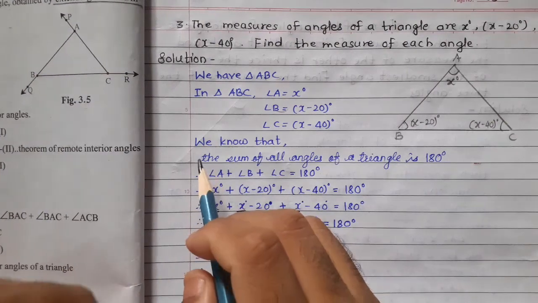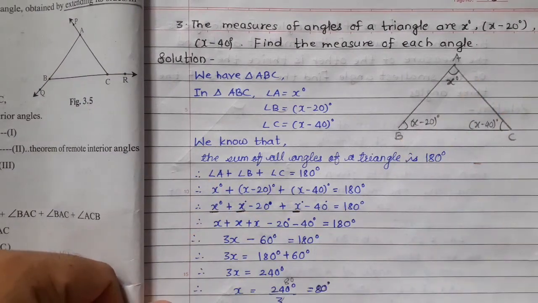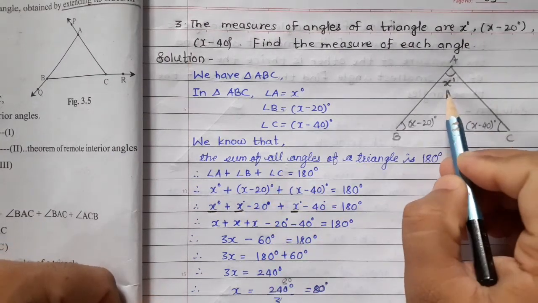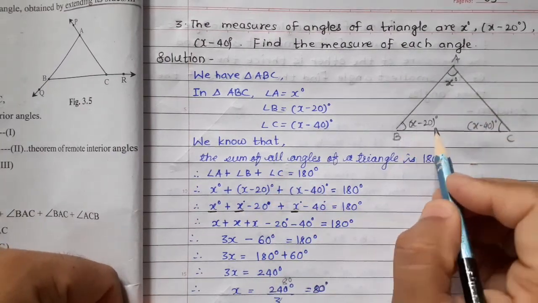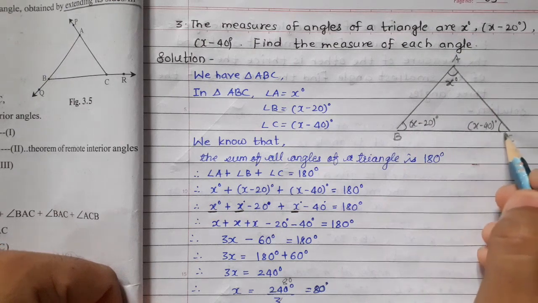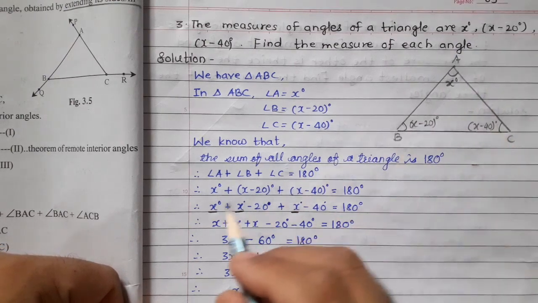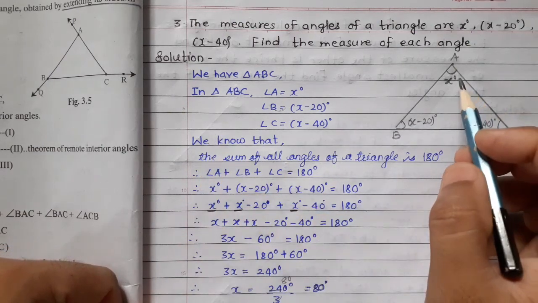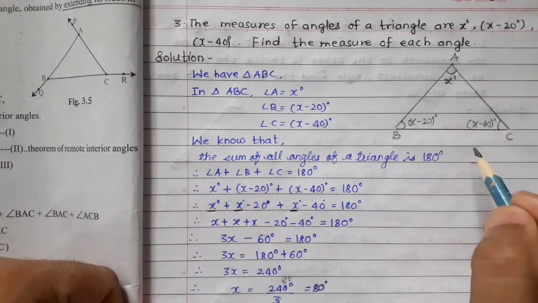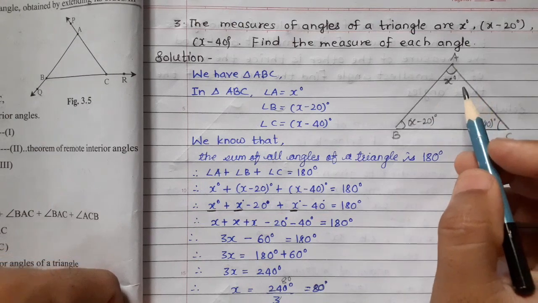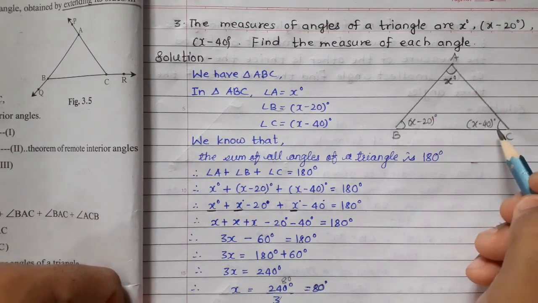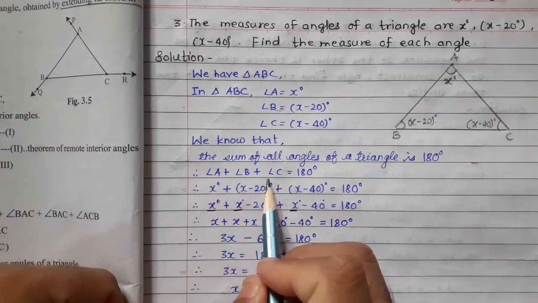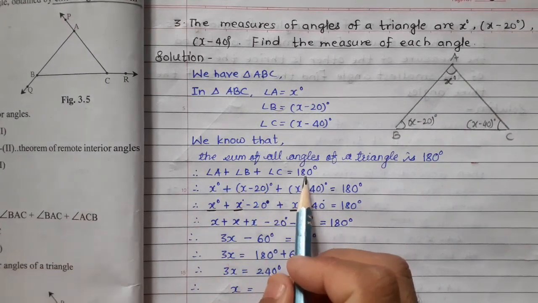Suppose we have a triangle ABC and the measure of angle A is x degrees, the measure of angle B is x minus 20 degrees, and the measure of angle C is x minus 40 degrees. Now we know that the sum of all angles of a triangle is 180 degrees. So we can write angle A plus angle B plus angle C is equal to 180 degrees.